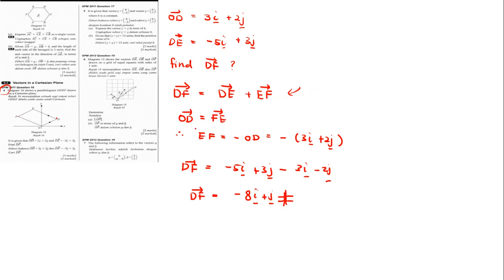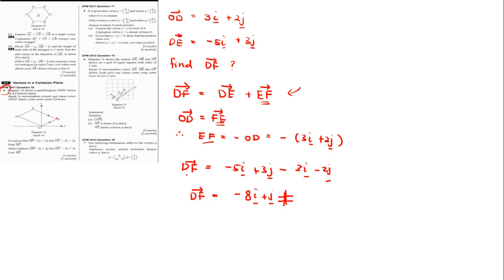Since we know that OD is equivalent to FE, but we want to find EF, and we don't have that information but we have this one, we use the fact that EF is just the negative version of FE. So negative OD is equivalent to EF. We get EF equal to negative OD, which is negative 3i negative 2j.